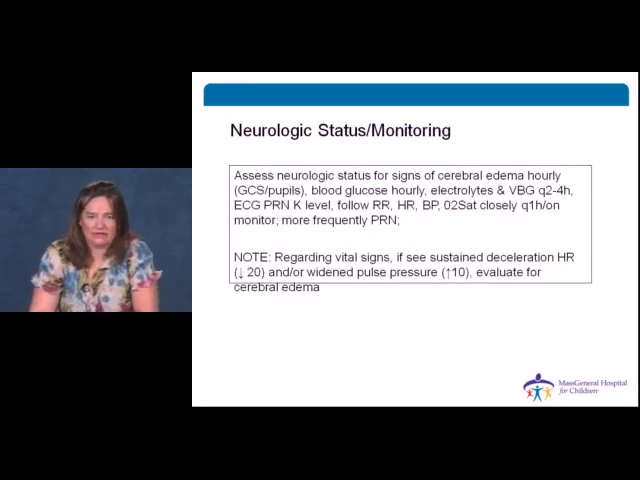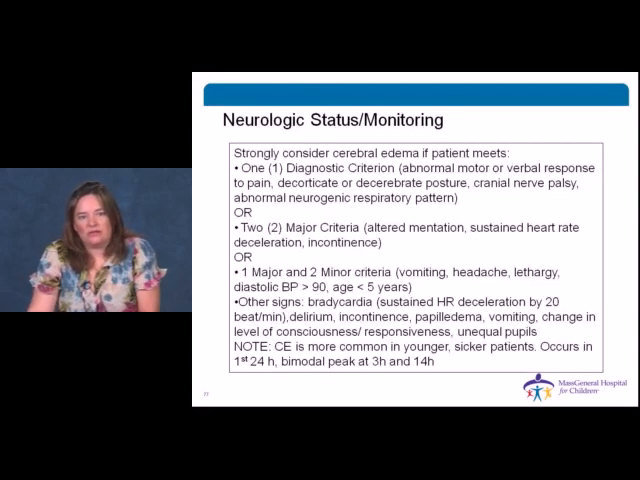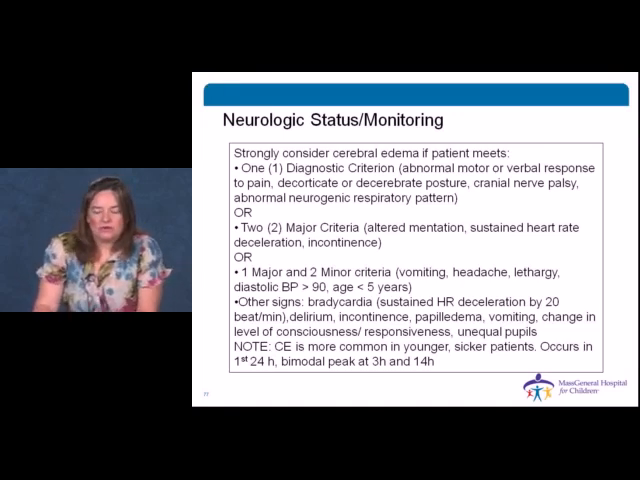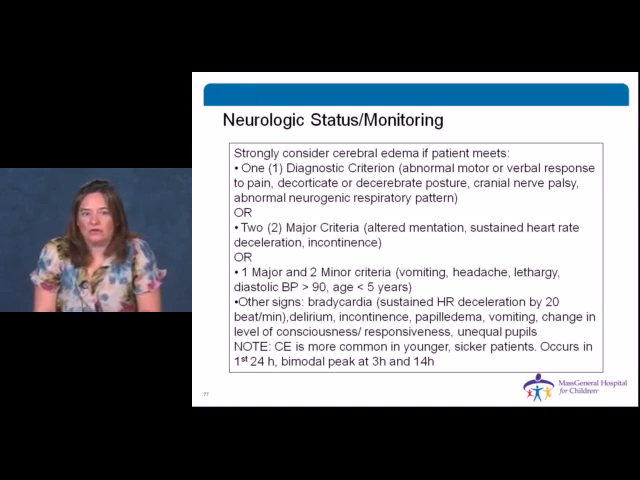In the detailed flow sheet I showed you, we have this, which is basically instructions for the nurse to follow everything closely, look at the heart rate, and look for widened pulse pressure, and also these criteria, which basically solidify when you're going to call something clinically cerebral edema. If there's one diagnostic criterion, which would be an abnormal motor or verbal response to pain, decorticate or decerebrate posture, cranial nerve palsy, or abnormal neurogenic respiratory pattern, any one of those would be diagnostic of cerebral edema clinically.